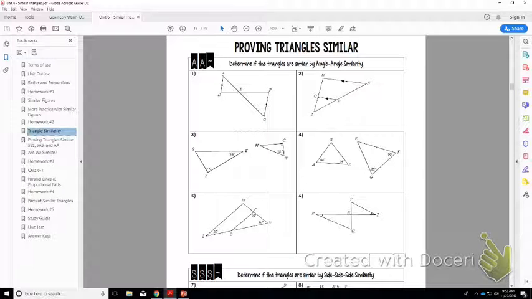So I want to start with number 1. All right, so you guys told me that you did see the parallel. So let's go ahead and put that in. So CD and FG.